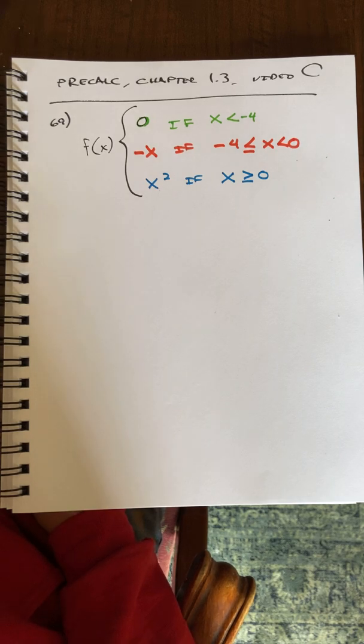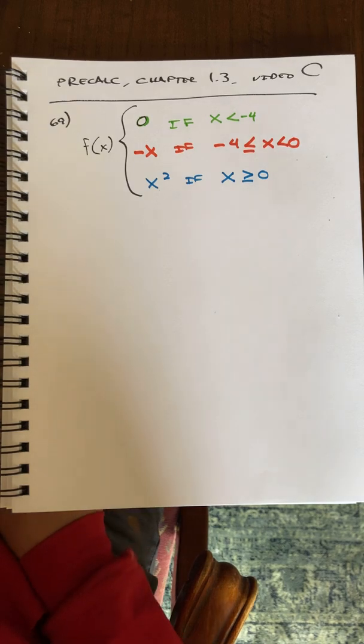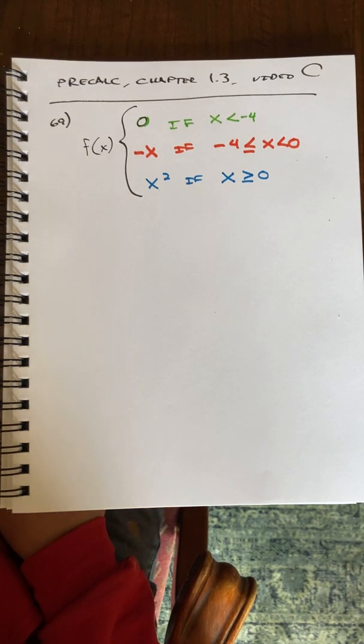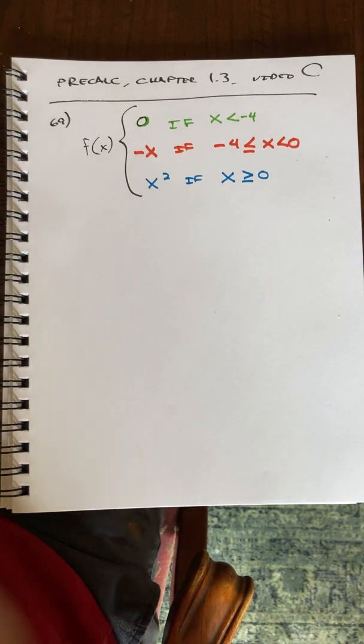In exercises 59 to 70, the domain is negative infinity to infinity. Part A is graph the function. And then B, use your graph to determine the function's range. That's it. All they want is the range. Okay, I think the graph is the hard part.